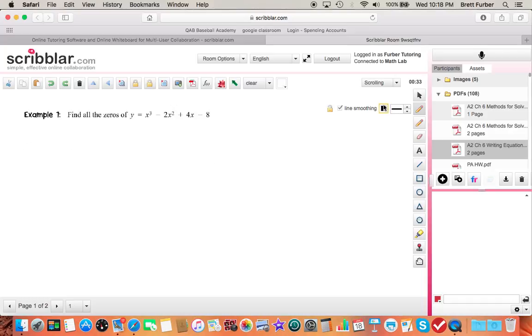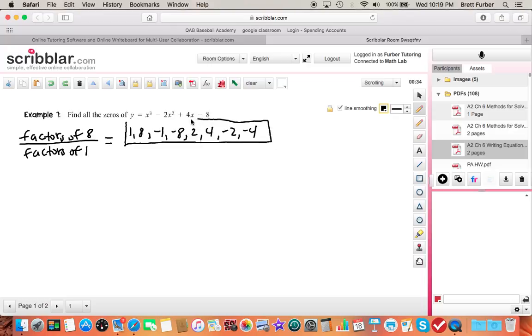So the rational root theorem tells us that the numerator is factors of 8, and then the denominator would be factors of 1. So ultimately, whatever we write in the numerator are going to be our possibilities, okay? So different factors of 8. We can do 1 times 8, negative 1 times negative 8, 2 times 4, and negative 2 times negative 4. And those are all our possibilities because the denominator is going to be 1 and negative 1, so that really doesn't change anything. So these are our possibilities.